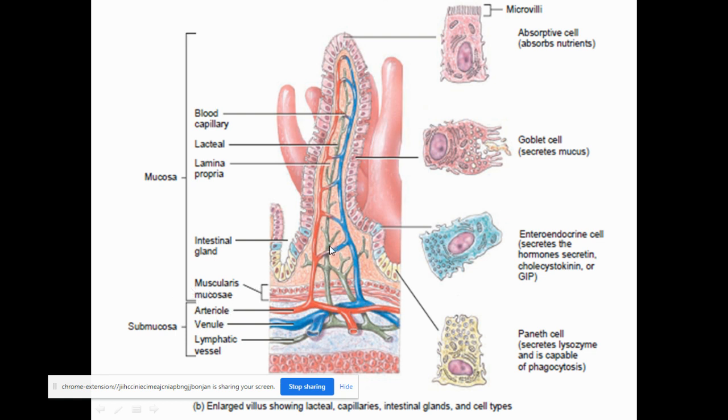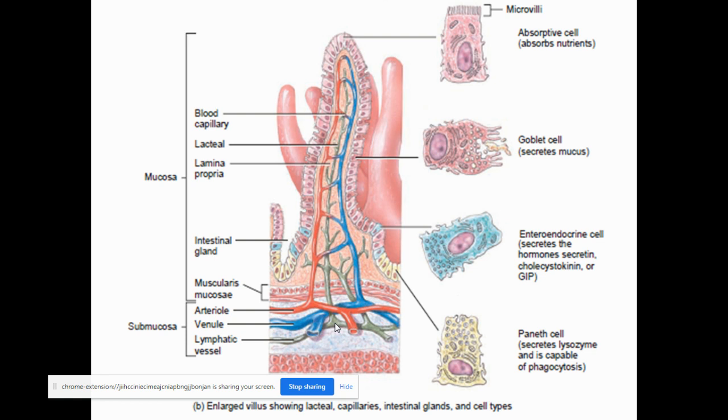Inside you can see there is another network called the lacteal. The lymphatic vessel enters and branches into smaller vessels called the lacteal. The absorption of glucose and amino acids is transported into the blood arteriole, and the absorption of fat is done into the lacteal. It is taken up by the lacteal, and then flows into the other system. So this is the structure of the villi and the microvilli.